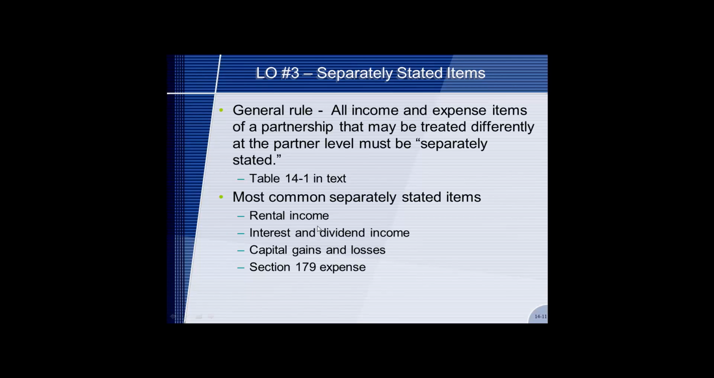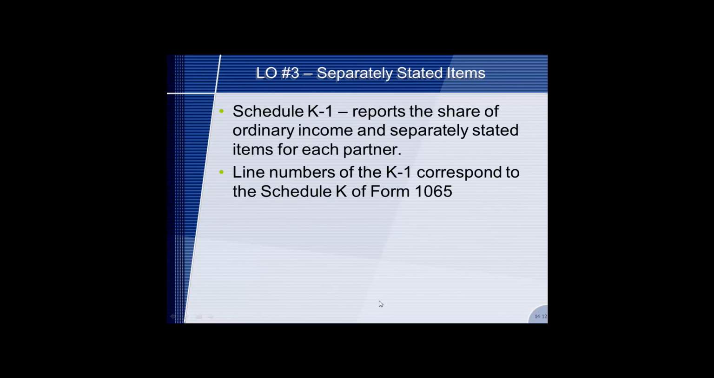Like they said, the most common separately stated items are interest and dividends, capital gains and losses, rental income, and Section 179. All of the separately stated items must be reported on a Schedule K-1, which reports the share of ordinary and separately stated items for each partner. Line numbers on the K-1 correspond to the Schedule K on the Form 1065, and each partner will get a K-1.